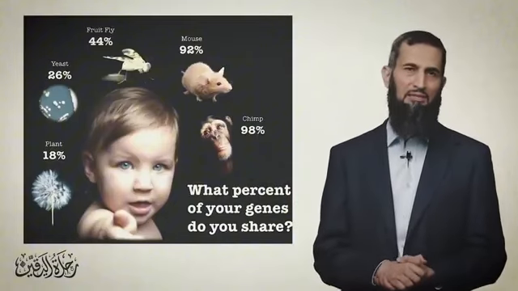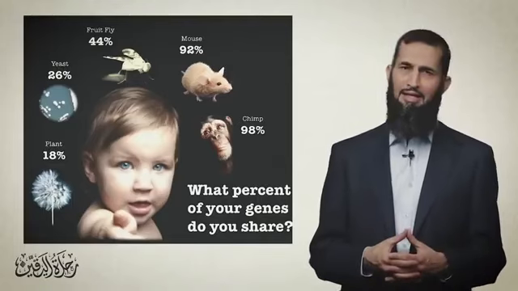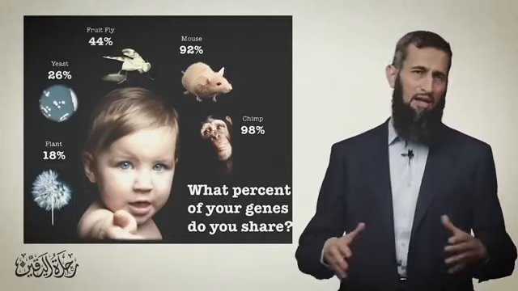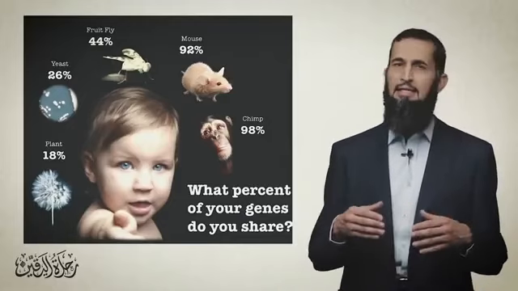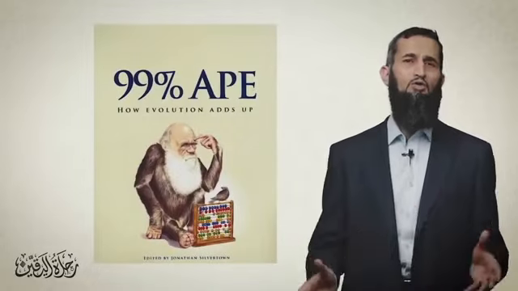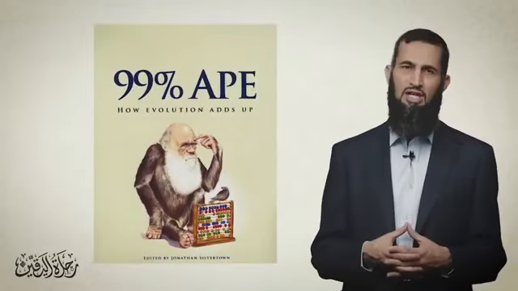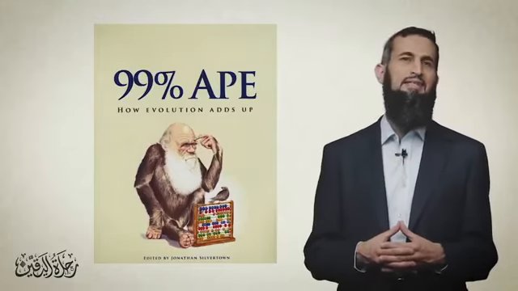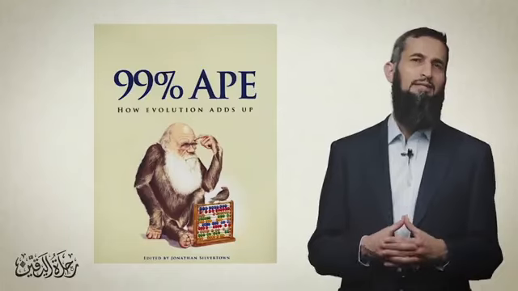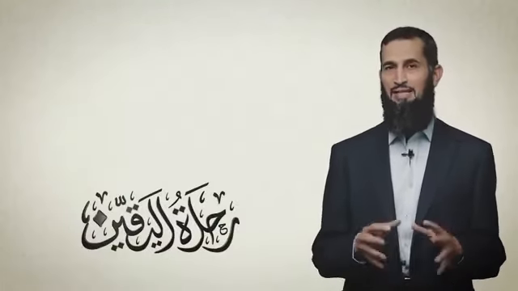92% similarity between humans and mice to convince you that the process was gradual, that randomness and blind selection played around over millions of years, such that the more the genetic similarity, the greater the resemblance to humans. And the Natural History Museum in London, in collaboration with the University of Chicago Press, comes up with this book, 99% Ape, How Evolution Adds Up. Another chapter of Science Made to Order.